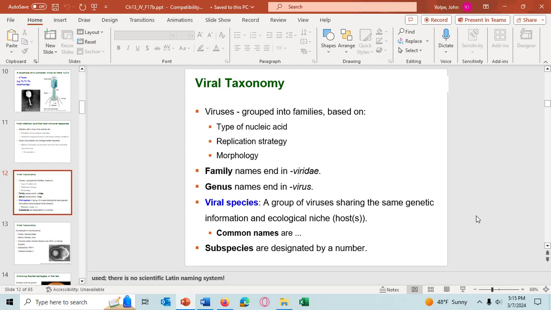Now, viruses do have subspecies. They are designated by a number, like there's poliovirus type 1, poliovirus type 2, and you guys have probably never heard of those. But I know you've heard of herpes simplex virus type 1 and herpes simplex virus type 2. They are the same species of virus, meaning they share the same genetic information and ecological niche. They do infect human cells. It's just that they are a little different.